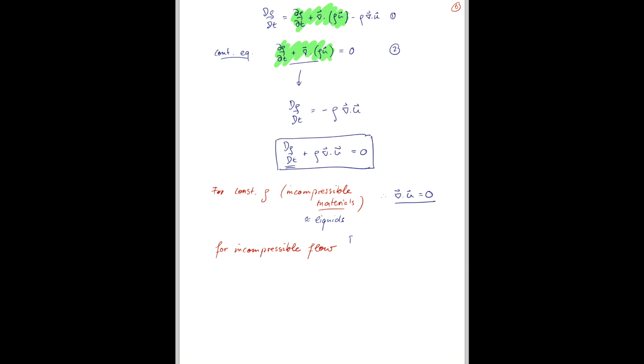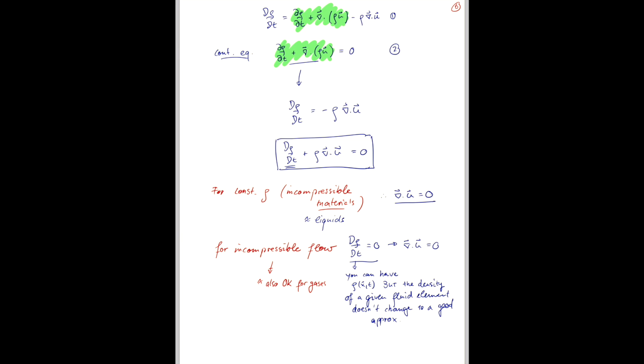Now, for incompressible flow, which is a little less restrictive, we just say that the density doesn't really change in the volume element that we're interested in. So you can have rho as a function of x and t, but the density of the given fluid element that we follow around doesn't change. So in this case also divergence of u has to be 0. This is, for example, a pretty good approximation for gases that have velocity less than 100 meters per second. So air in our classic room setting is approximately governed by incompressible flow.